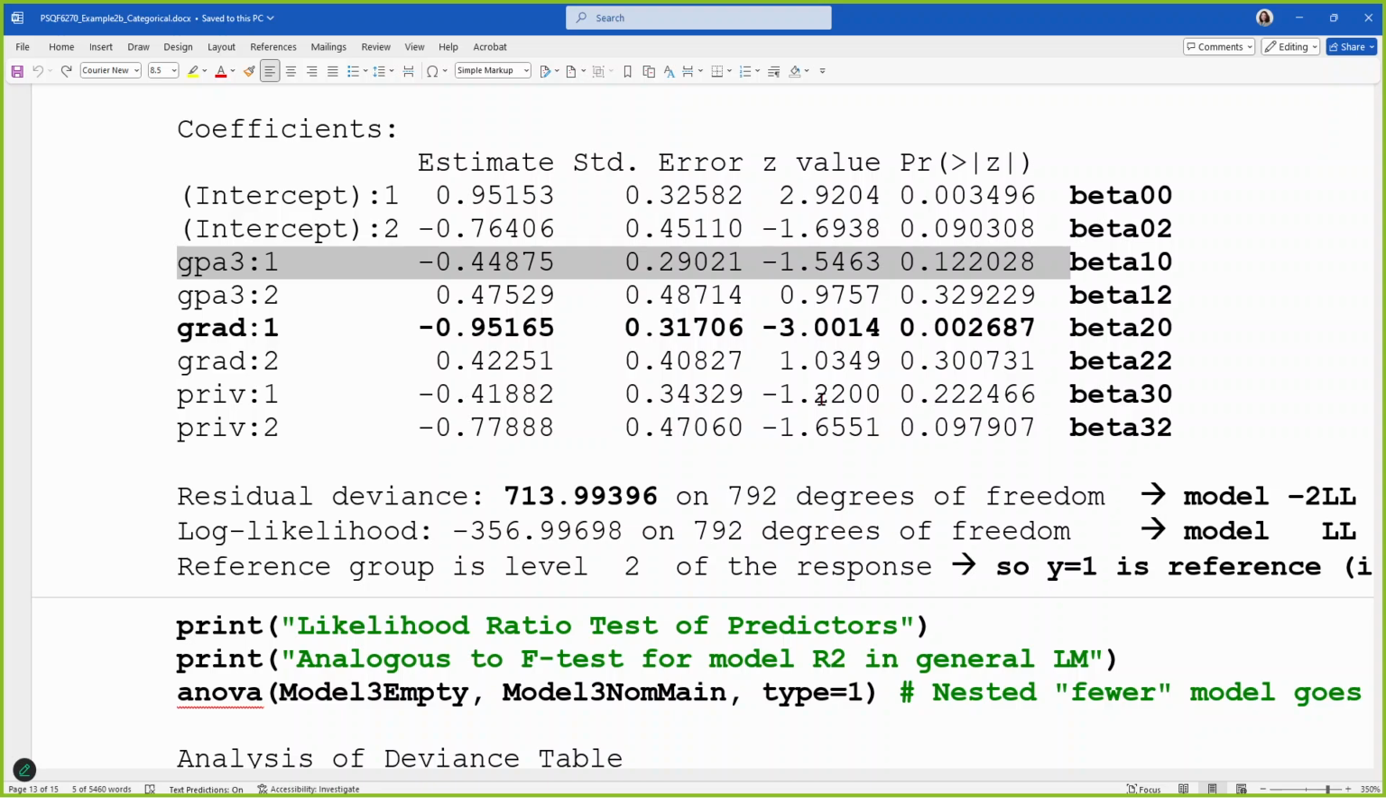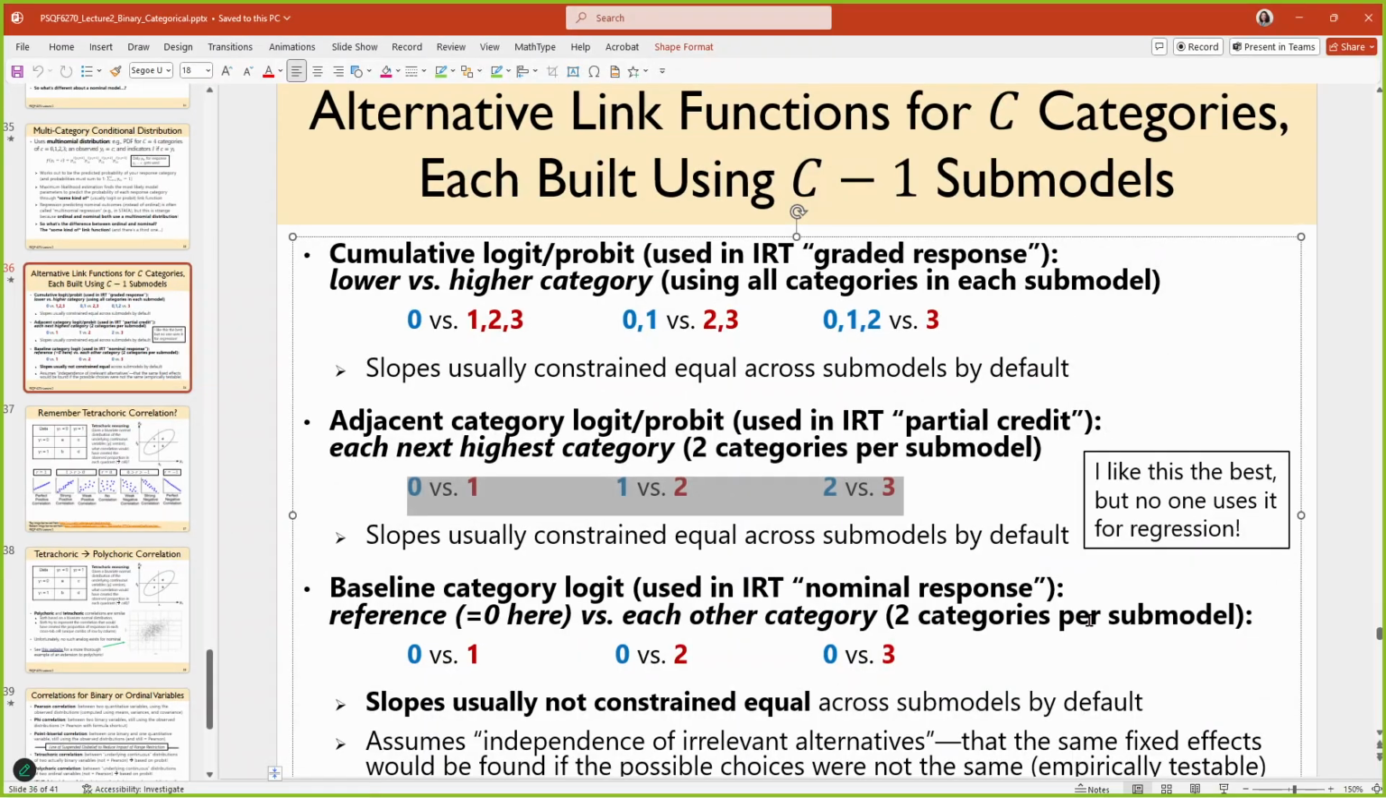So if I had 0, 1, 2, 3, then the first submodel would be picking a 0 instead of a 1. The second one would be picking a 2 instead of a 1. And the third one would be picking a 3 instead of a 1. So if what you really want is those adjacent differences, like you just described, a 2 instead of a 3 instead of a 4, that kind of thing, that is the other link function.